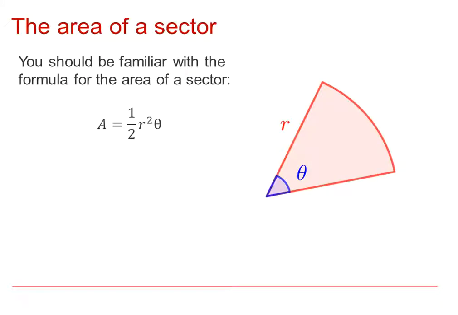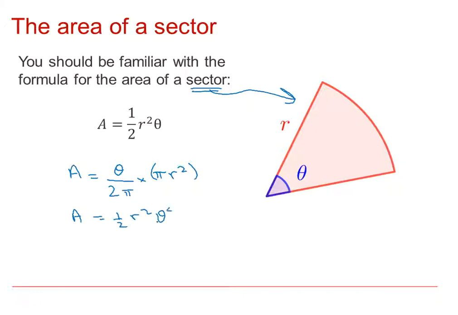You should be familiar with the formula for the area of the sector of a circle. The area of a sector is a half r squared theta, and we can think of this as theta radians out of a possible 2 pi radians. It is that fraction of the entire circle, which would be pi r squared in area. So that's where a half r squared theta comes from. Theta is measured in radians, really important.